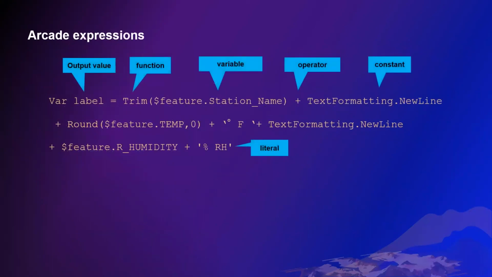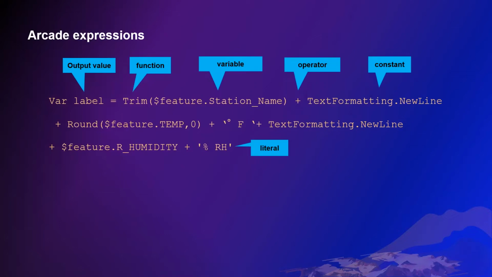So let's go ahead and break down a simple Arcade expression here. To build up a scenario, imagine we have some weather station data, and for each station point on a map, we want to show the station name, the temperature, and the humidity at the time. So when we're writing Arcade, we delineate every variable with a var right at the beginning. So we have var label, and then we're going to trim our feature station name. So trim is a function, and then our variable is going to be our feature.station name.